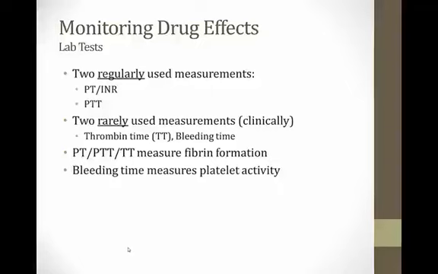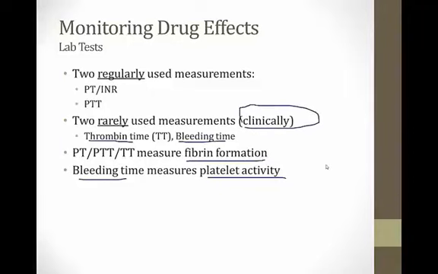There are 2 other rarely used blood tests that I mentioned because they come up on the boards. Those are the thrombin time and the bleeding time. PT, PTT, and thrombin time all measure fibrin formation, and the bleeding time measures platelet activity. Clinically, though, we never use the thrombin time and bleeding time. These are really just things that come up on your test sometimes.